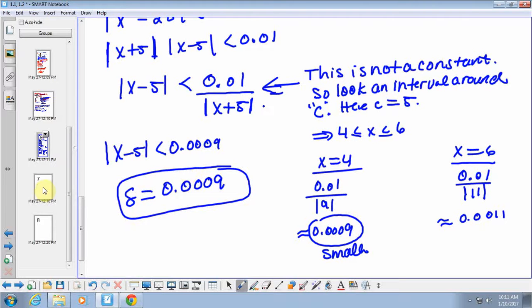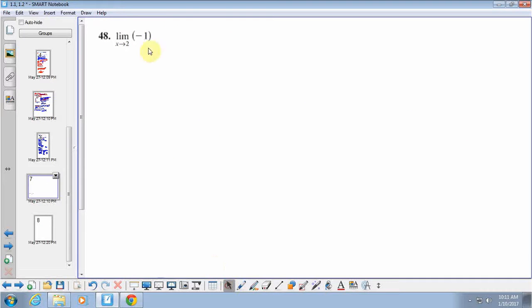All right, let's look at a few more. We don't have that much longer to go. And we're actually doing problems now. Okay. So now we look at the limit as x approaches 2 of -1. Well, guess what? There's no variable here to put in there, but the limit of a constant is that constant. Okay? The limit of a constant is that constant.